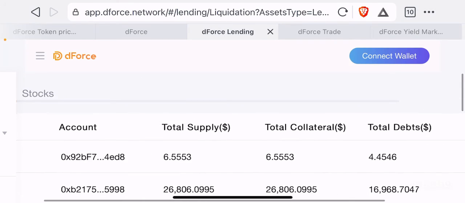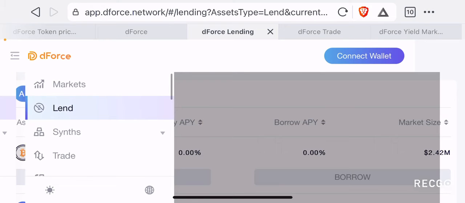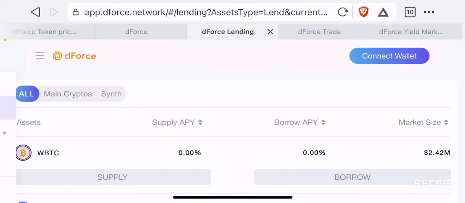So you pretty much have a lot of, it's kind of like a PancakeSwap-like layout, but you have more options for DeFi instead of gamification as in PancakeSwap, right? So that's something that you guys need to pay attention to.